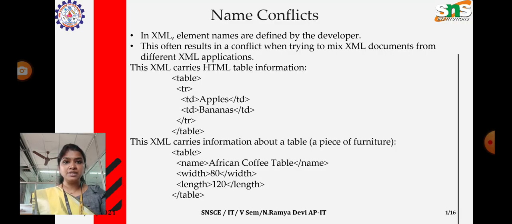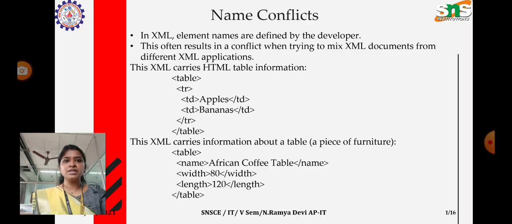So in XML there is a naming conflict, because XML is user-defined tags, so that we cannot predict which data belongs to which data. In XML, element names are defined by the developer. This often results in a conflict when trying to mix XML documents from different XML applications.